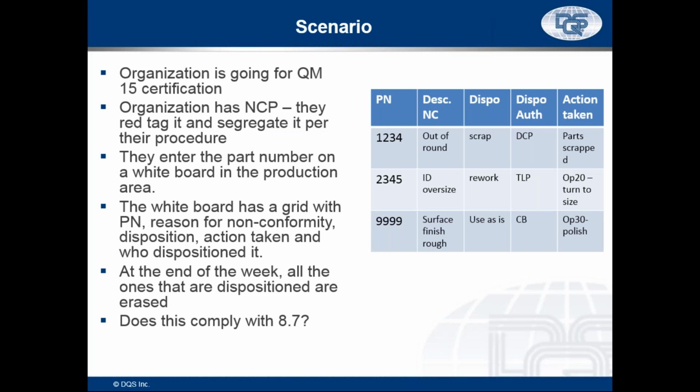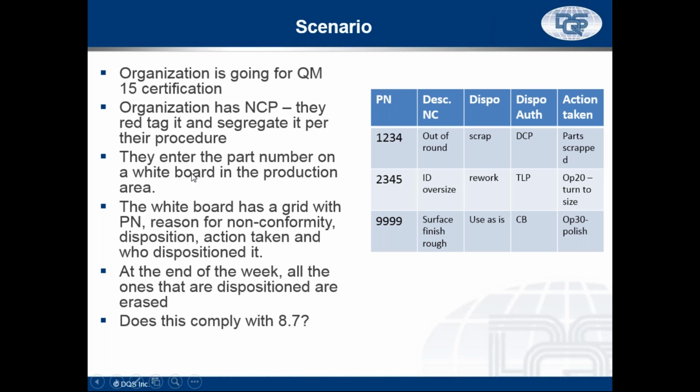So I'm going to lay out a scenario, and then we're going to launch a poll for you guys. It'll be a quick one. So the organization is going for an ISO 9001 certification. They have a process for control of non-conforming product. You saw it on the floor. They red tag it and they segregate it per their procedure. Everything's cool.